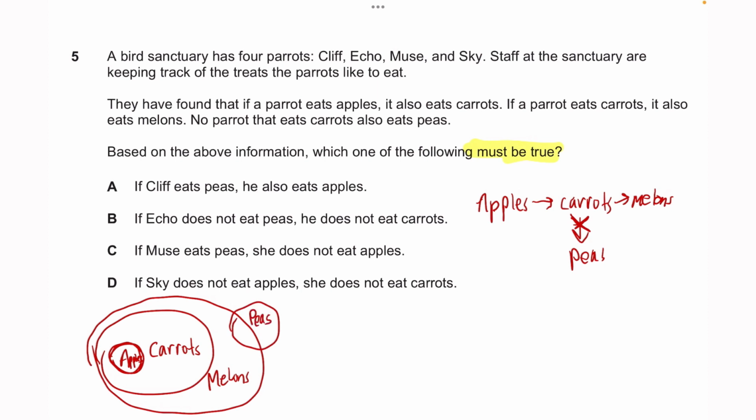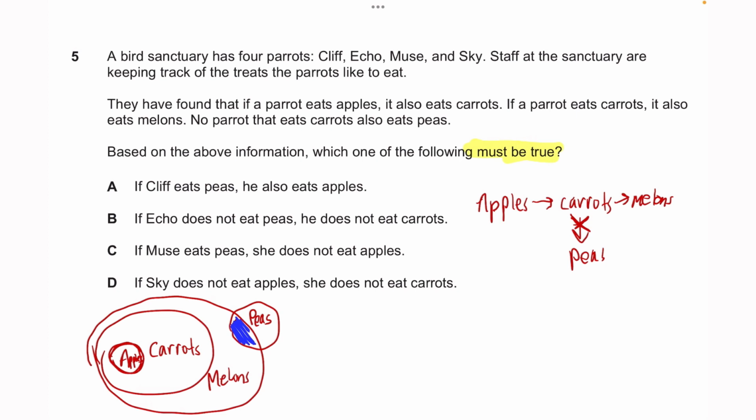And the reason why is because we don't see any other correlation. Just because it doesn't eat peas doesn't mean that it doesn't eat melons. Parrots might not eat melons just because they eat peas. So that's why we have this little section here. And what we'll do is we'll just color this section because it's not guaranteed. Okay? It's not guaranteed. And so that's why our diagram looks like this as follows.